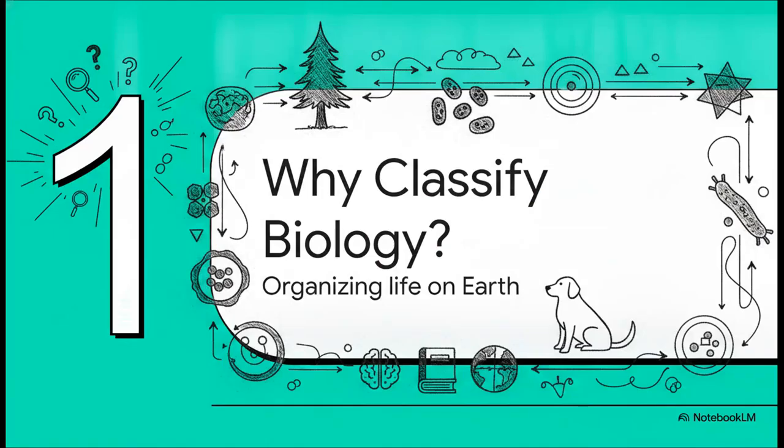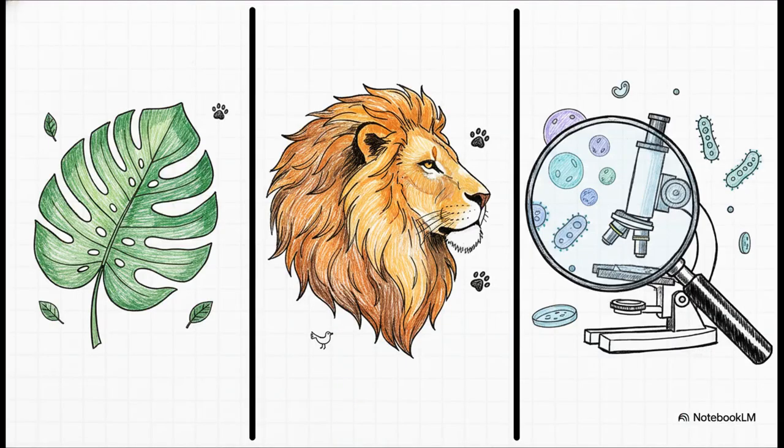All right, let's jump straight into Section 1. Why classify biology? Organizing life on Earth. Think about the sheer scale of life on Earth for a second. I mean, from towering redwood trees to your family dog, all the way down to the microorganisms floating everywhere around us right now, it's absolutely massive.